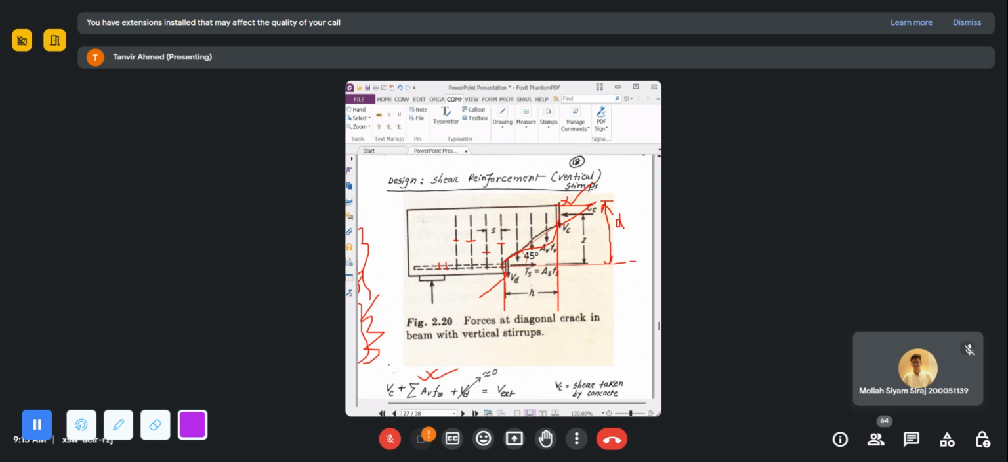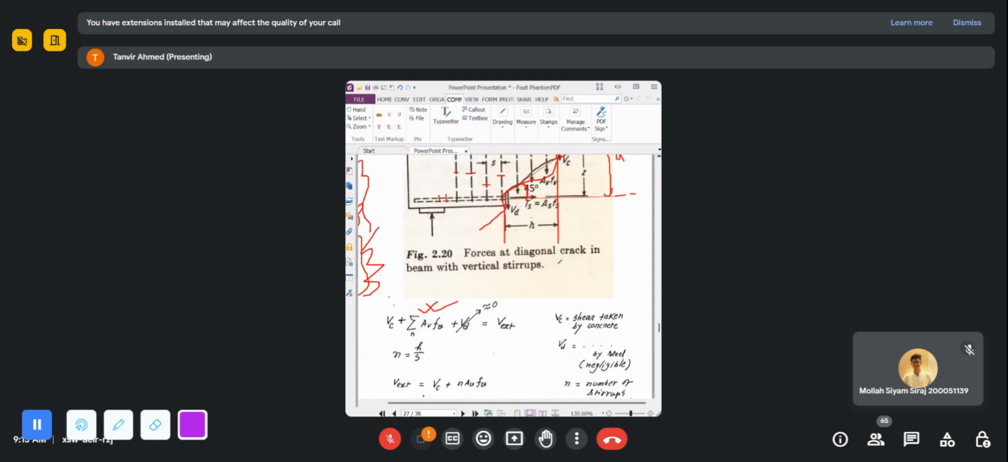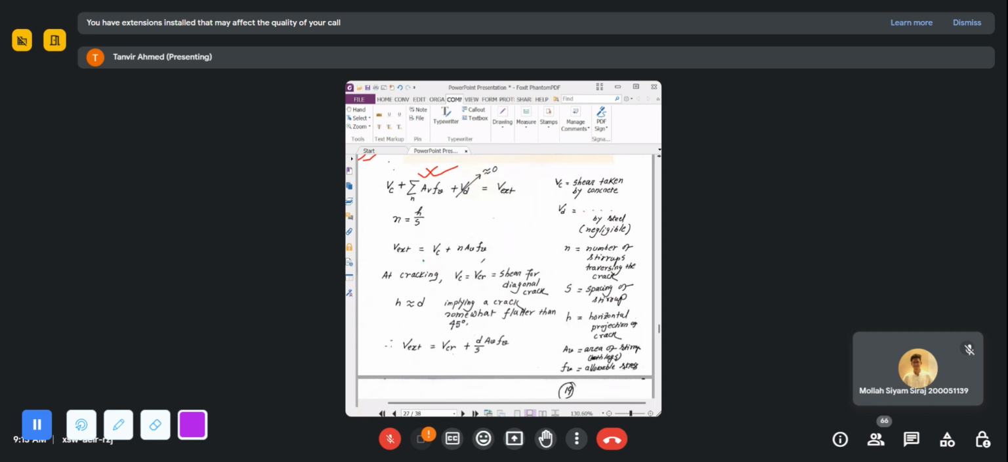So if I ignore this part, if I think that this part is not very significant, the depth of the compression block is not very deep, in that case D and H will roughly be the same, because this angle is 45 degrees obviously. Yes, sir. তাহলে D or H will be roughly same. So that's why instead of H by S, we can write D by S. Okay, instead of H by S, we are writing D by S.